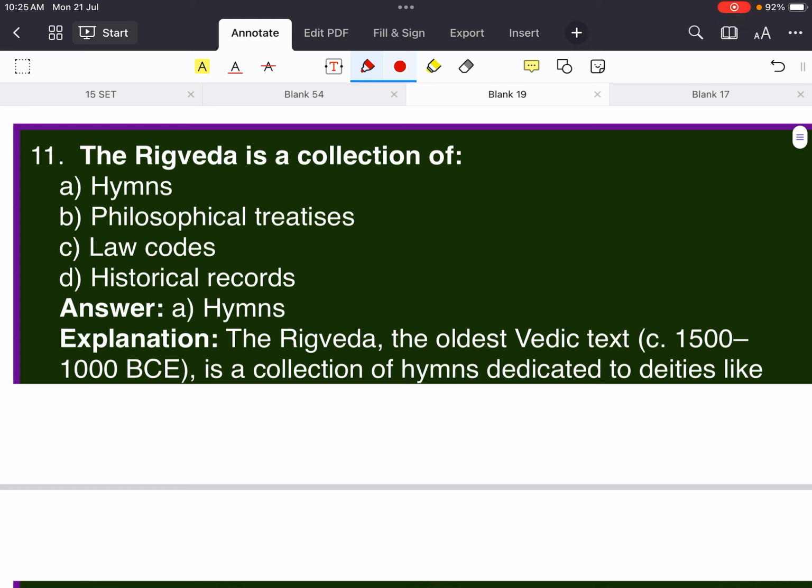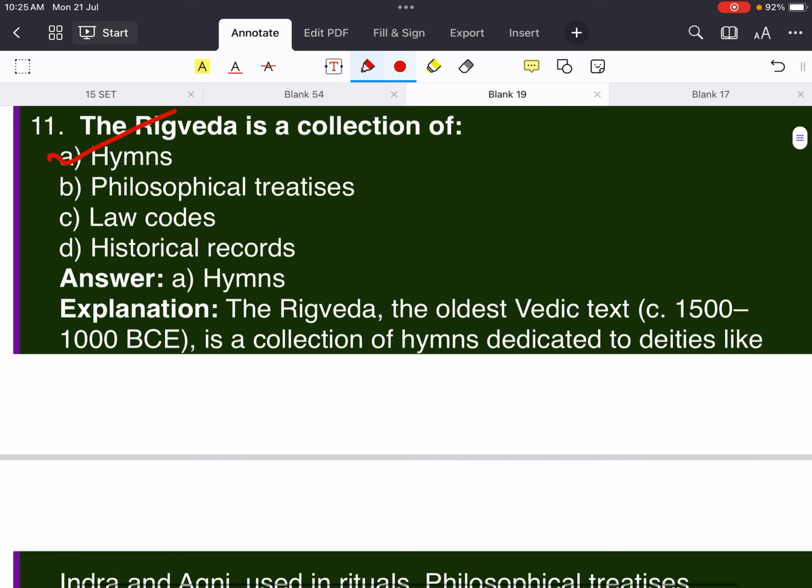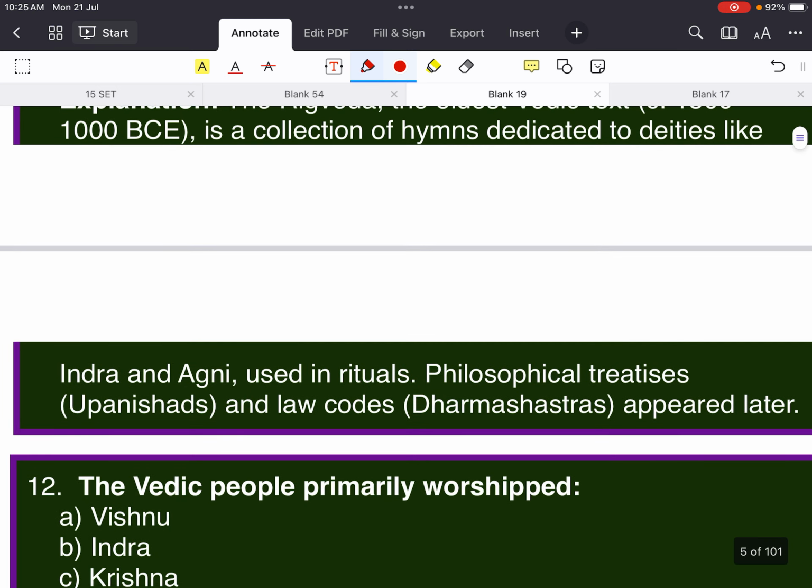The Rig Veda is a collection of hymns, option A. The Rig Veda, the oldest Vedic text, is a collection of hymns dedicated to deities like Indra and Agni, used in rituals. Philosophical treatises such as the Upanishads and law codes like the Dharma Shastra appeared later.